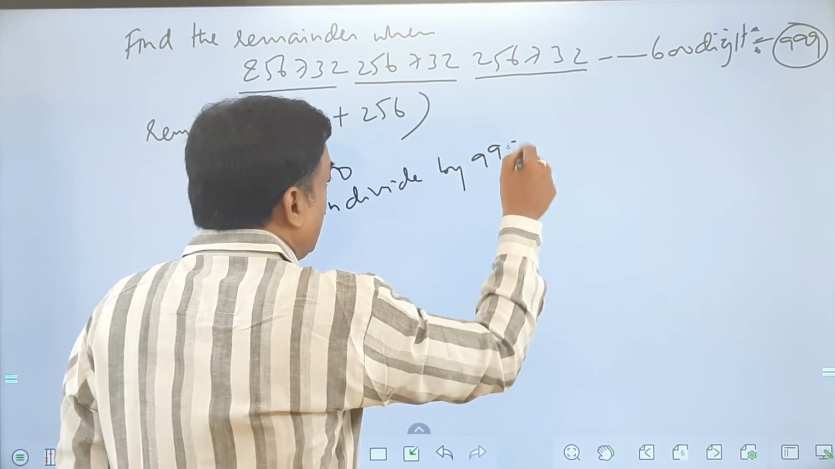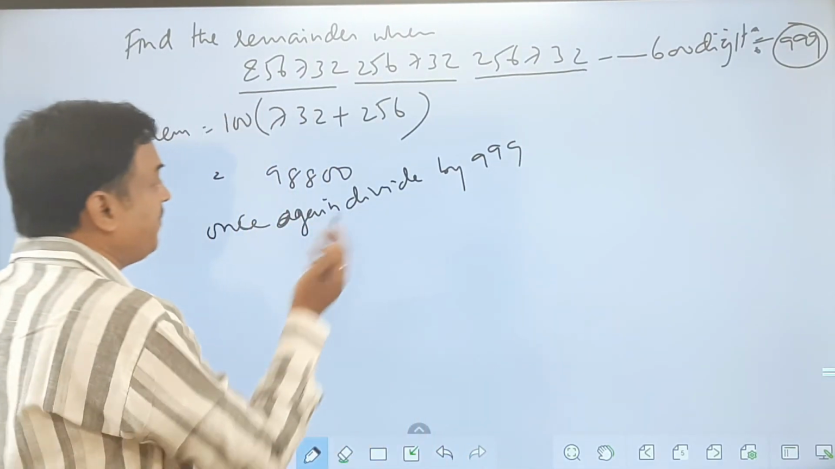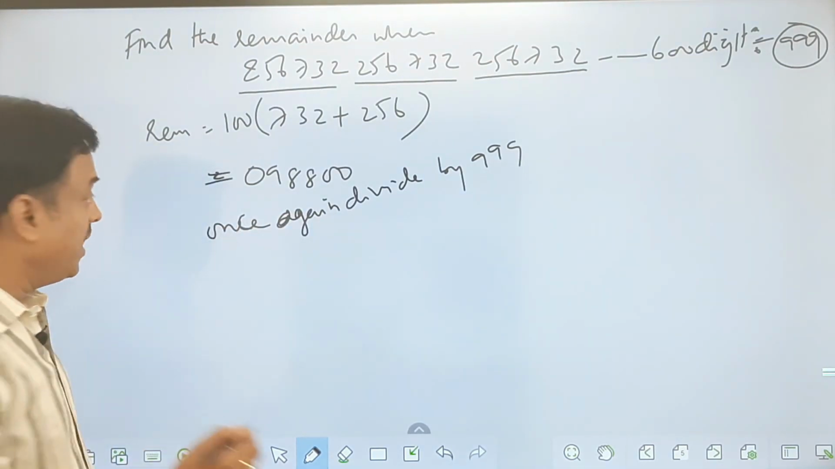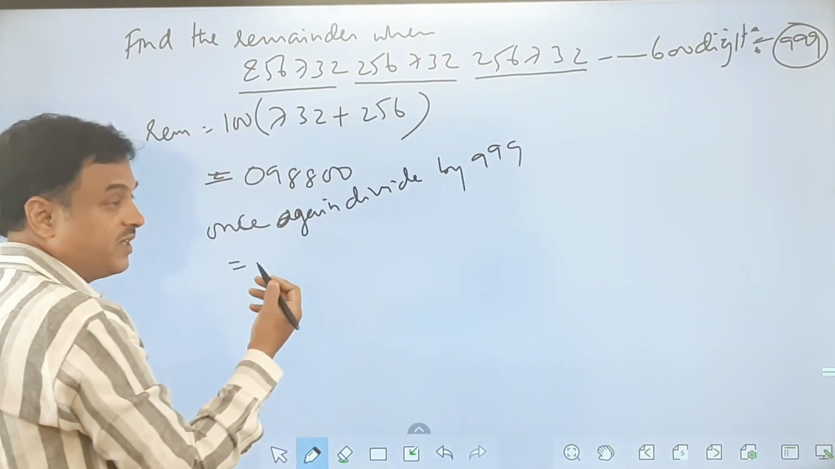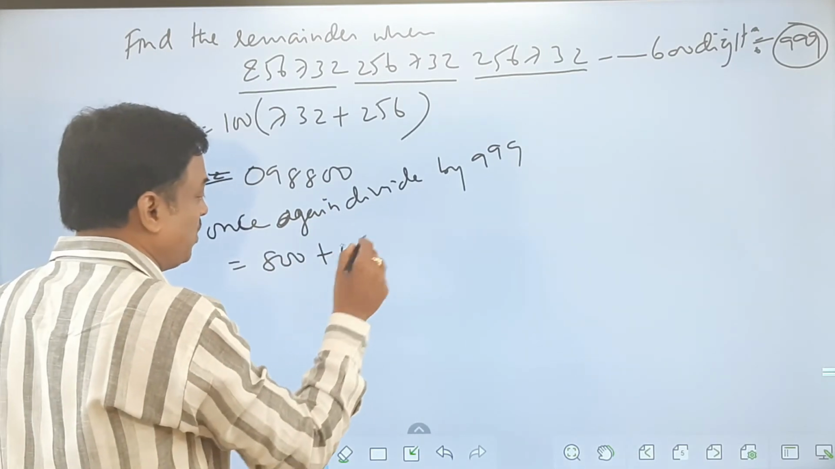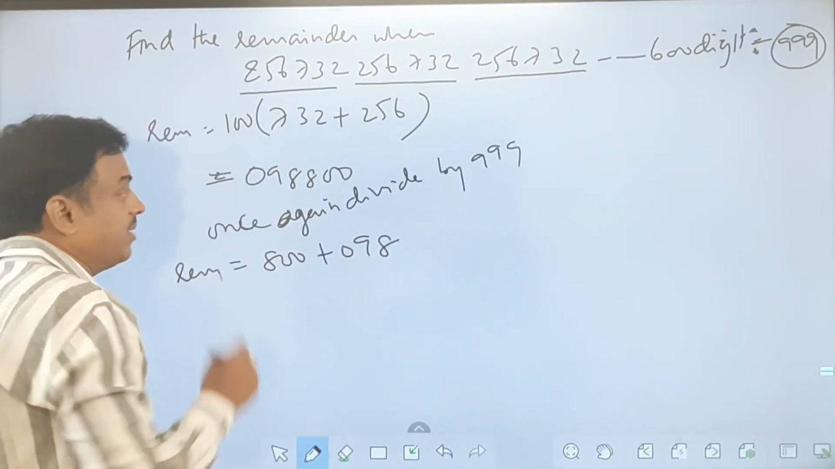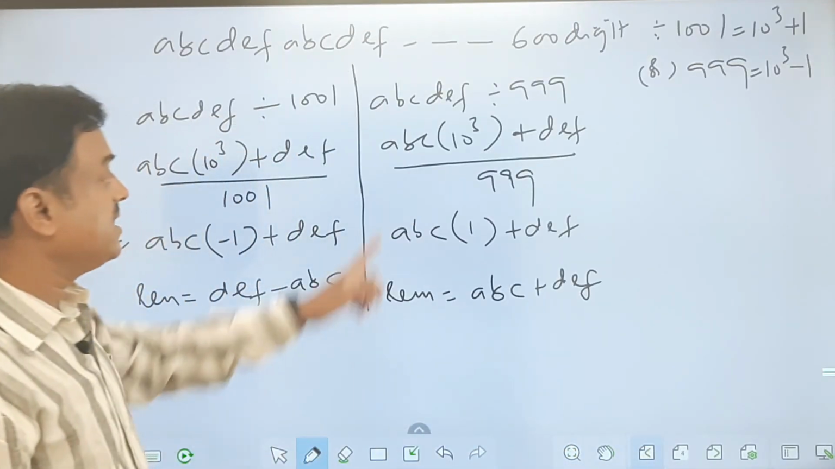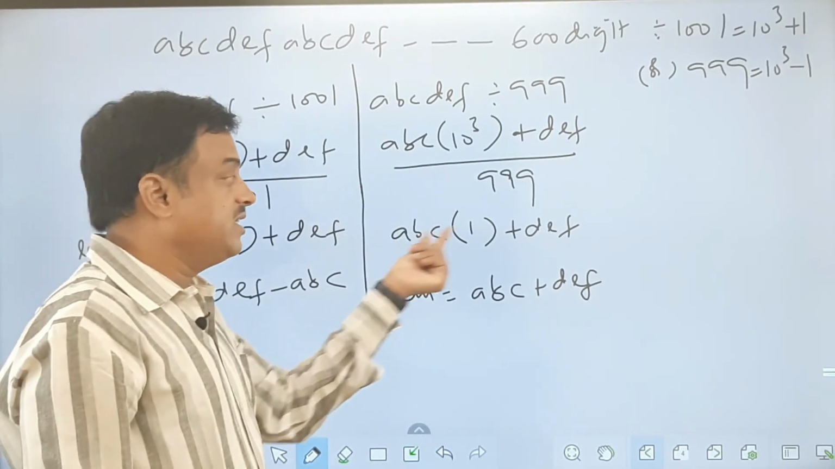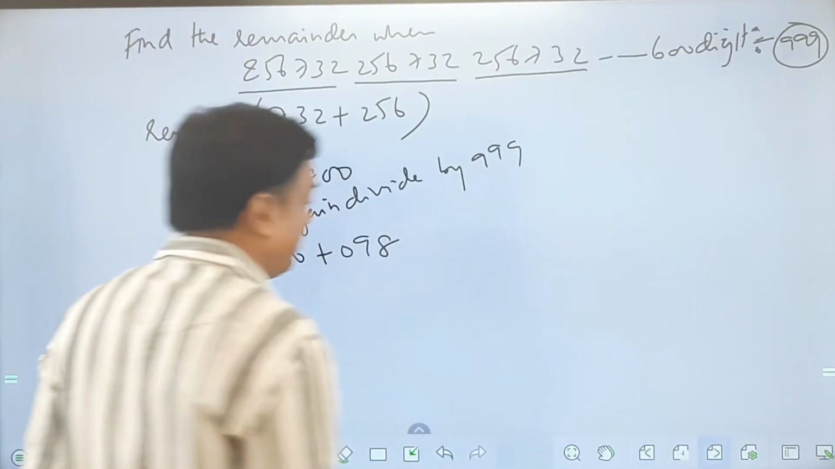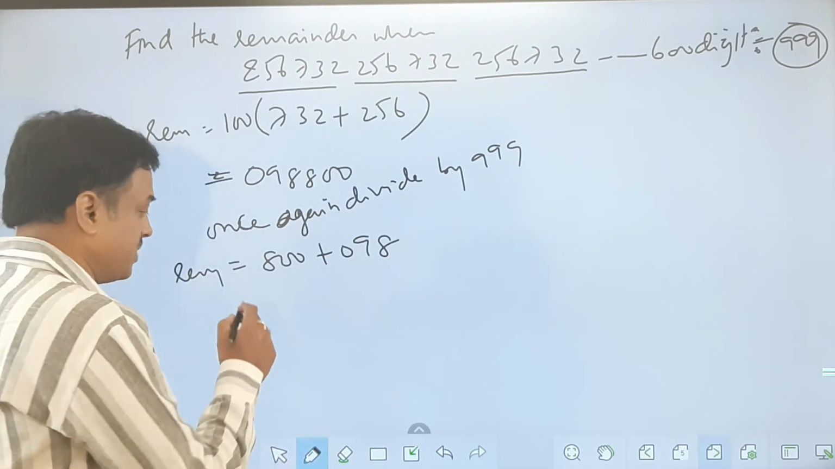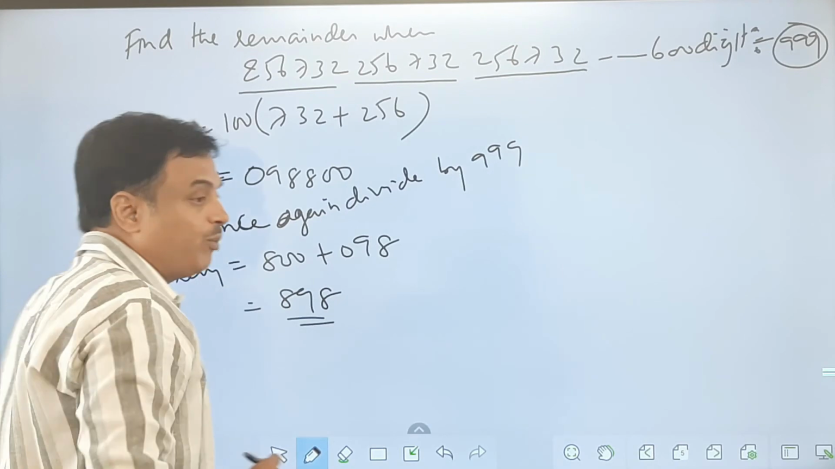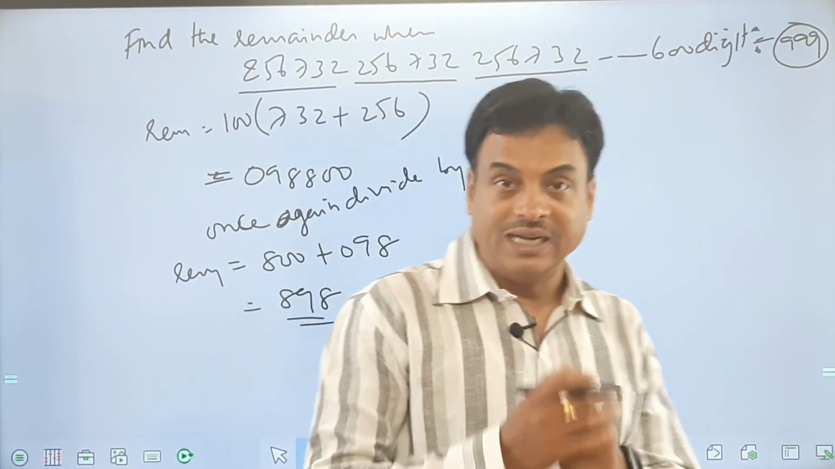by 999, and if I divide any number by 999, if I just add one more zero here, this again is a 6-digit number, you can check. What should I do, my friend? Last 3 digits plus first 3 digits. So 800 plus 098 is the ultimate remainder. Any 6-digit number divided by 999, last 3 digits plus first 3 digits. That I should never lose. I should always apply that. Now if I add these two, 898 is the remainder when I divide by 999.